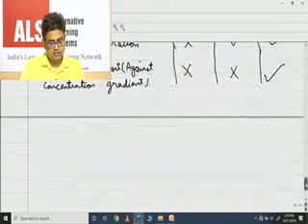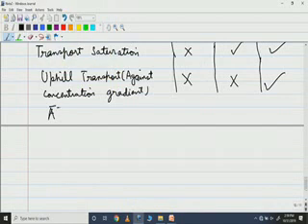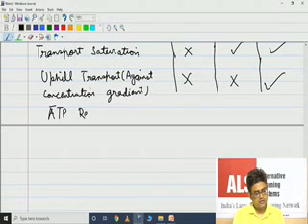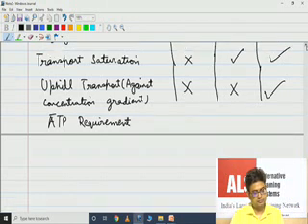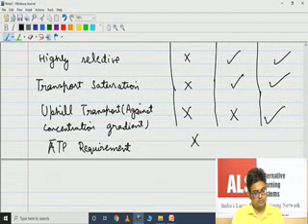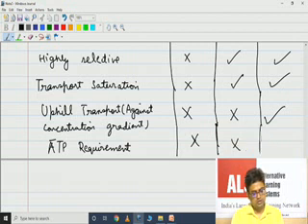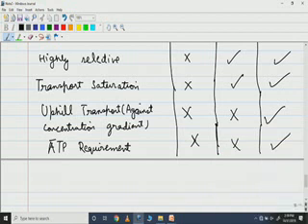Next is ATP requirement. ATP is not required for this. ATP is required not for this, but only for this. This is basically given in your NCERT. Okay. So this is the comparison of active transport versus facilitated diffusion.